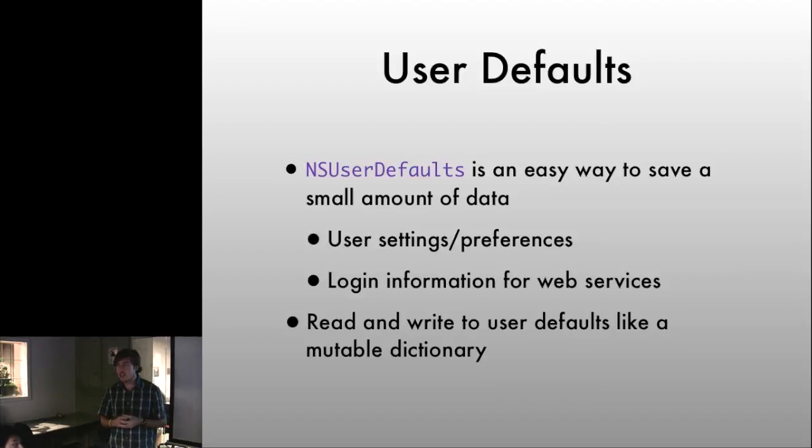Like I said, it's ideal for user settings and preferences, like what color they like their application. Maybe if you're talking to some web service, you might want to store their login credentials. Basically, NSUserDefaults gives you a dictionary that you can write to and read from, and it stores it out to a file on disk for you. But you don't have to worry about that. It's just a dictionary that you can set values in and read values out of, and you don't have to worry about how the iPhone stores that data. You just have this persistent data state, so you can access it across runs of your application.